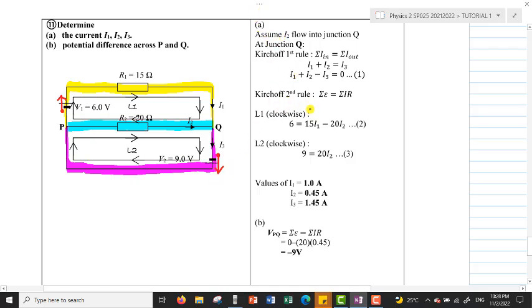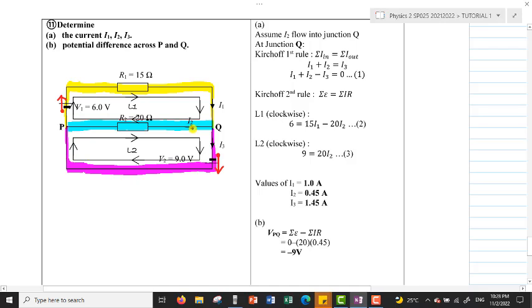Then we can write out our Kirchhoff second rule equation. So refer to loop 1, we are going to travel clockwise direction, so compare the direction of EMF with the direction of loop, it is the same, so we have positive 6. Then if we compare the direction of I1 with the loop, it is also the same, so we have positive I1. Then this I1 will pass through the 15 ohm resistor, so we have 15 I1.